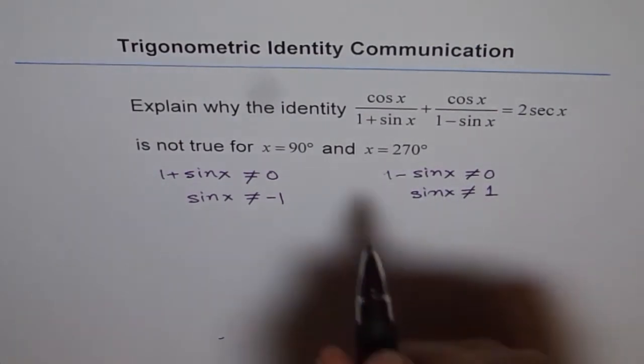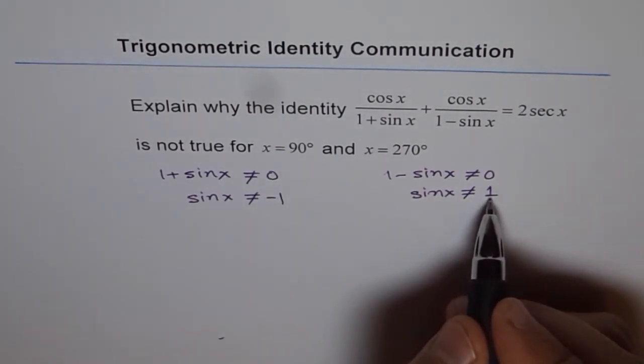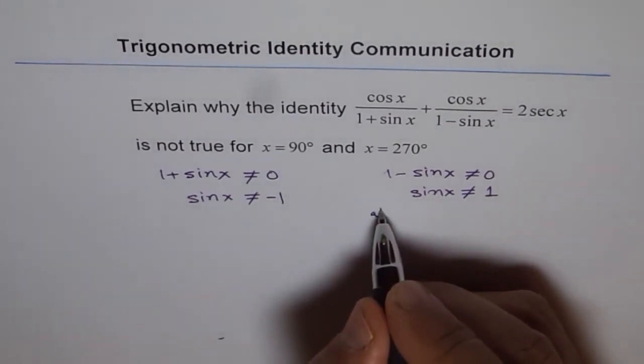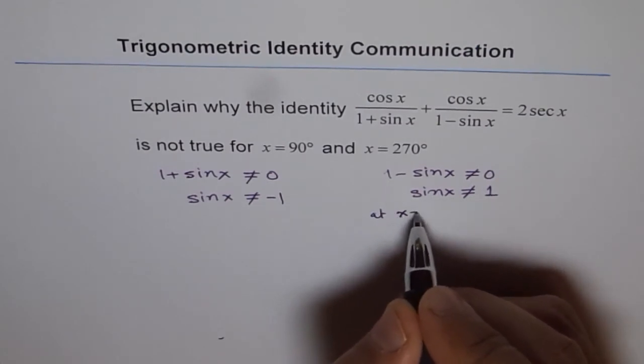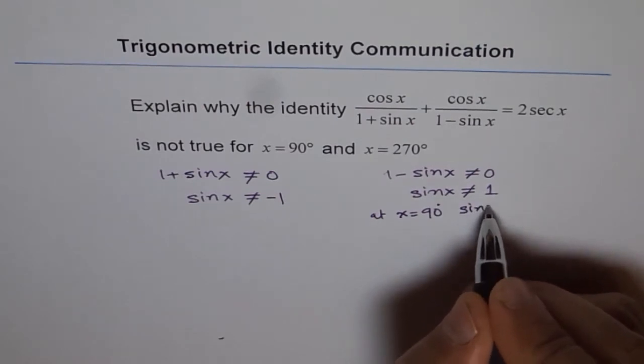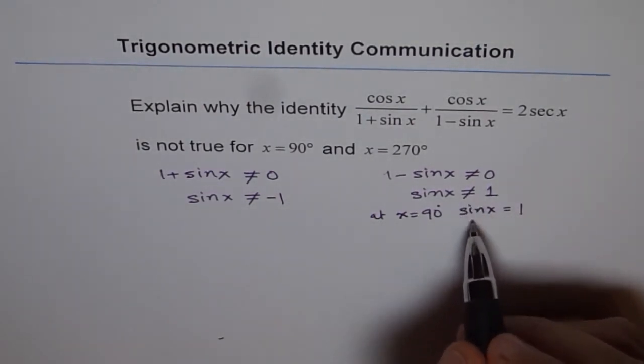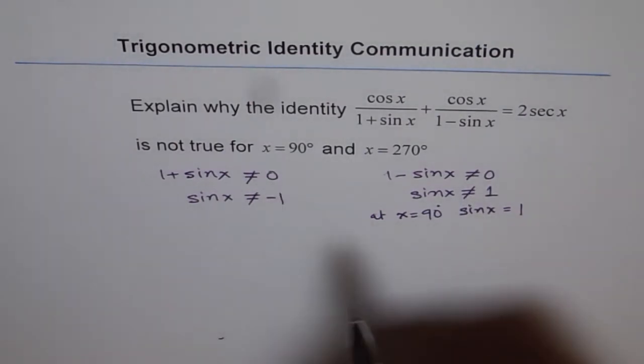Correct? Now at x equals 90, sin x is 1. Do you see that? So at x equals 90 degrees, sin x equals 1, which is not possible. Therefore, it is not true for x equals 90.